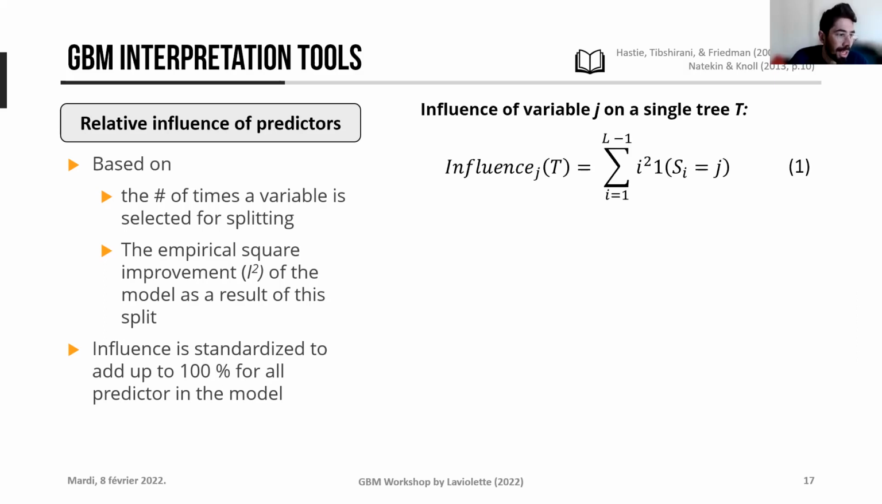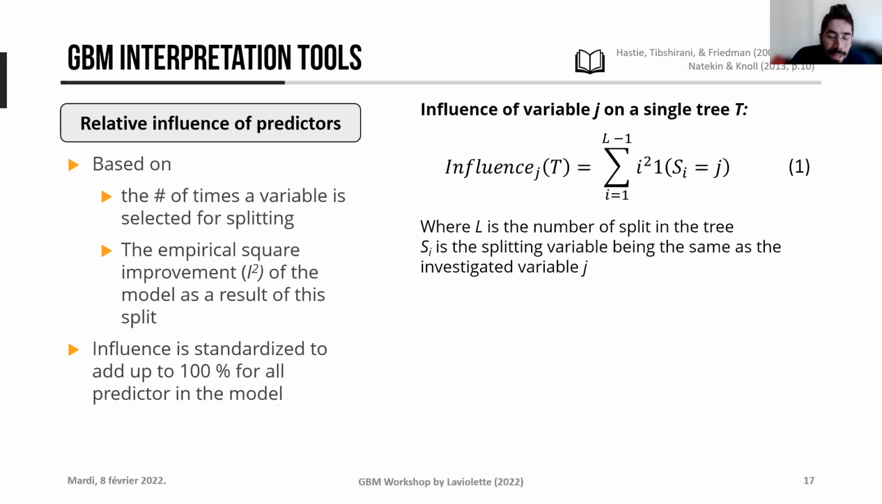Mathematically, that's how it goes. So you first calculate the influence of variable j on a single tree t. So the influence of your variable j on a single tree t is calculated this way, where L here is the number of splits in the tree, and SI is the splitting variable being the same as the investigated variable.